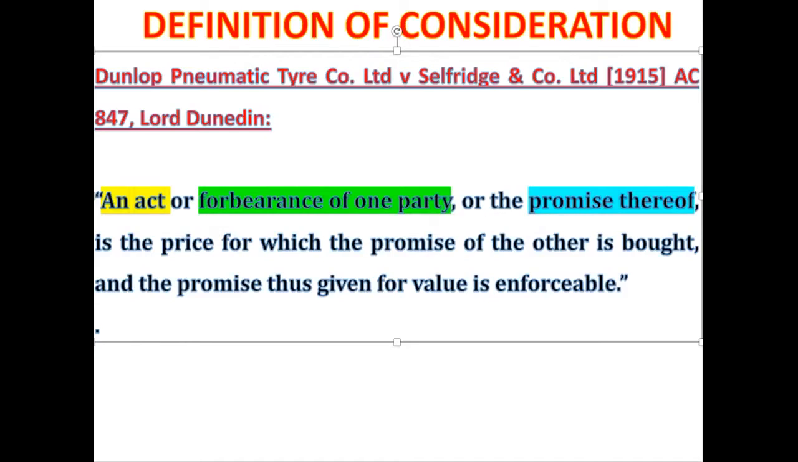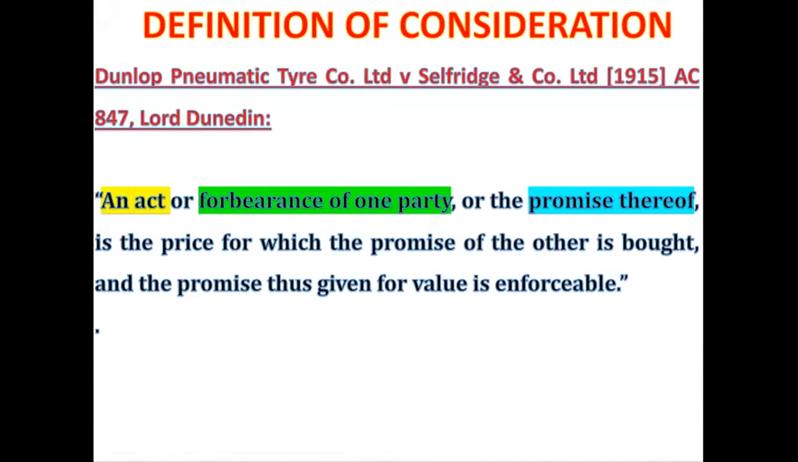Remember, this is the case of Dunlop Pneumatic Tire Company Limited versus Selfridge and Company Limited, reported in 1915 Appeal Cases at page 847. This is how consideration was defined, and I quote: an act of forbearance of one party or promise thereof is the price for which the promise of the other is bought, and the promise that's given for value is enforceable. End of quote. So you've seen the different elements. We have an act, we have a forbearance, or we have the promise thereof.